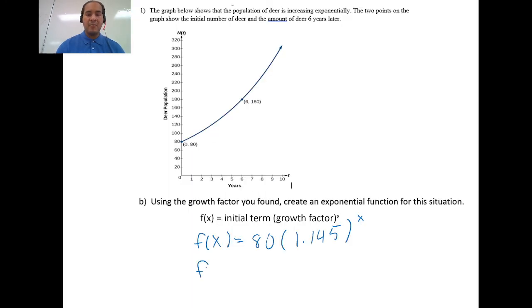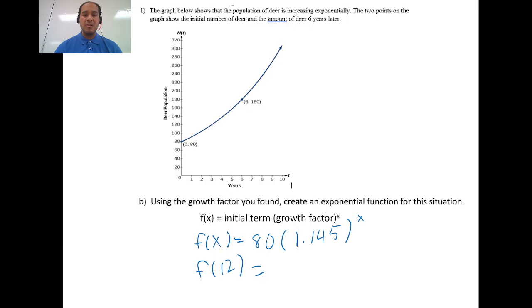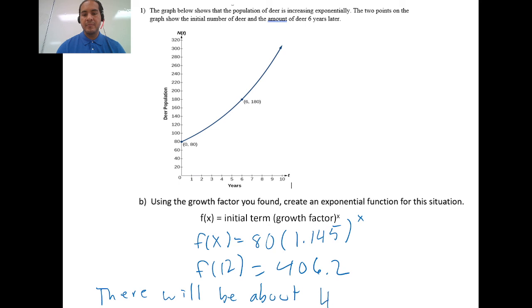So we're going to write f of 12 because we want to know how many deer there are after 12 years. We got f of 12 to be 406.2. Now, it doesn't make sense to write 0.2 deer, so we'll write here as a sentence, there will be about 406 deer after 12 years. So I don't have enough room to write that, but there will be about 406 deer after 12 years. Okay, that wraps up our number 1.